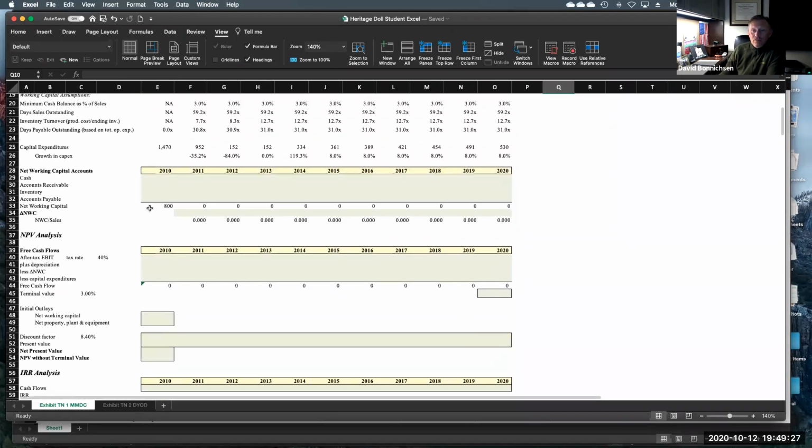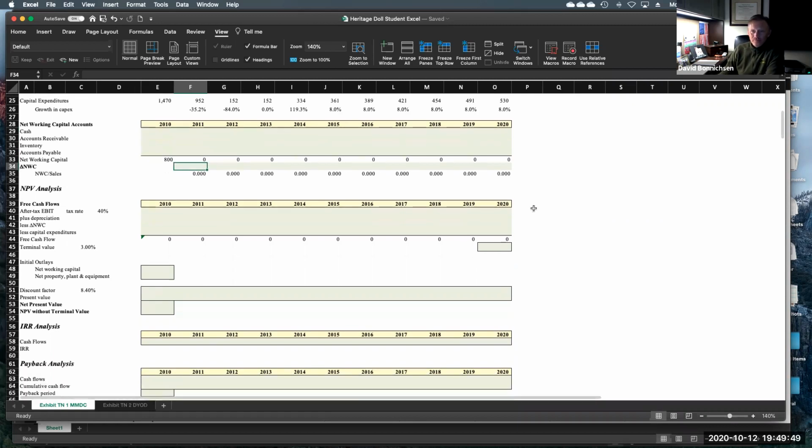You need to develop the net working capital accounts, calculate what the cash is, calculate AR, calculate inventory, calculate accounts payable, all right? to determine what the annual net working capital is for the business, okay? And then calculate what the change in net working capital is year over year.